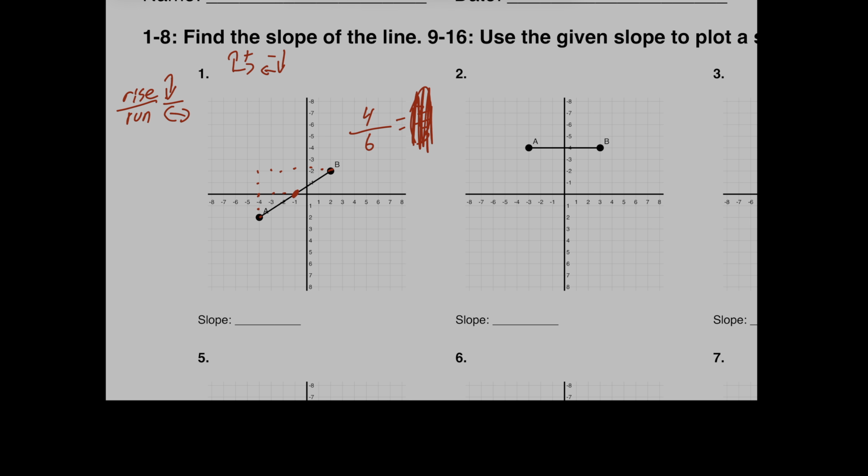Shouldn't have crossed that out like that, though. Maybe be a little bit neater with that. There we go. Now let's look at this one. It's a horizontal line. Now you should know already, I can tell you just from knowing it's going to be 0. But let's see how we figure it out.